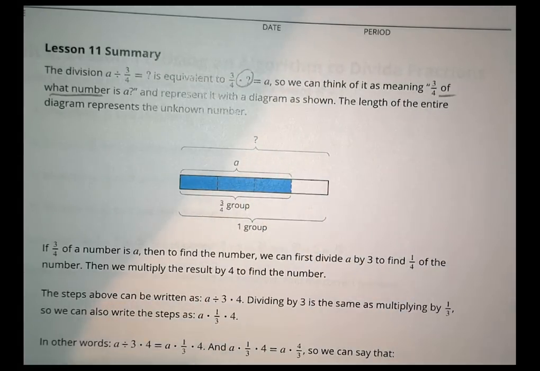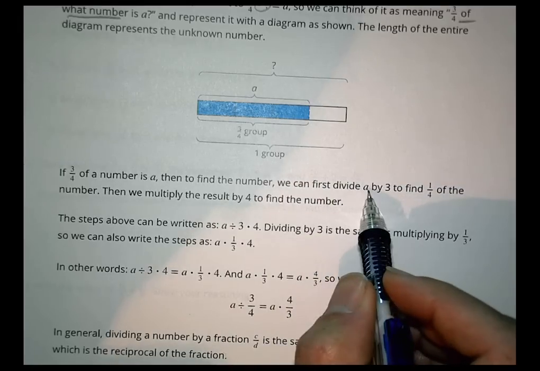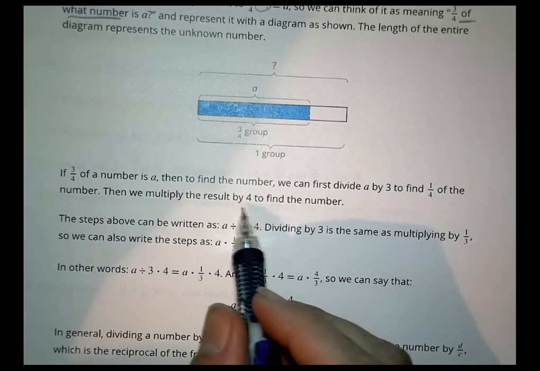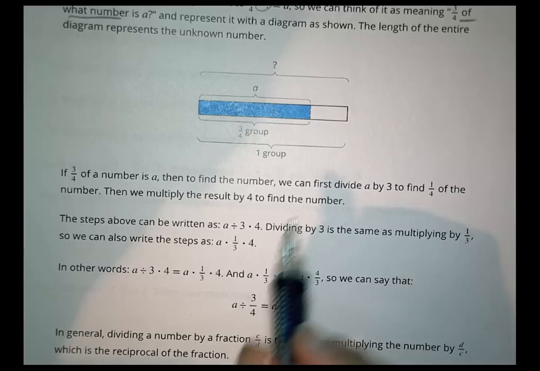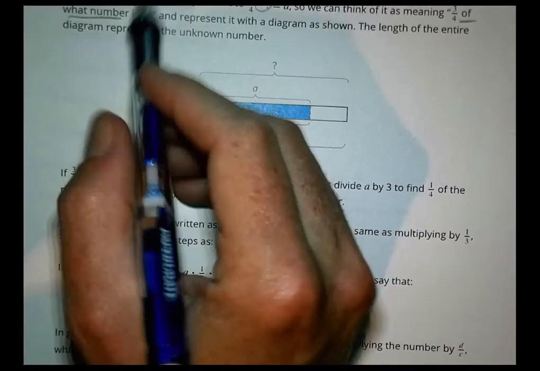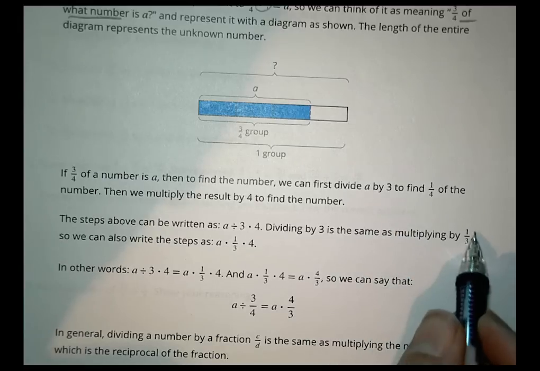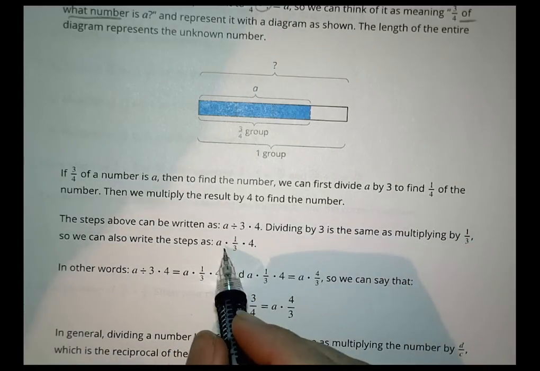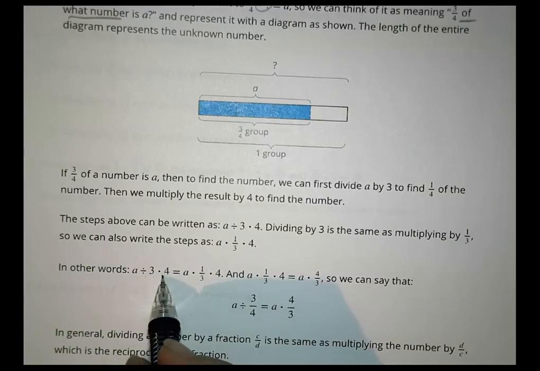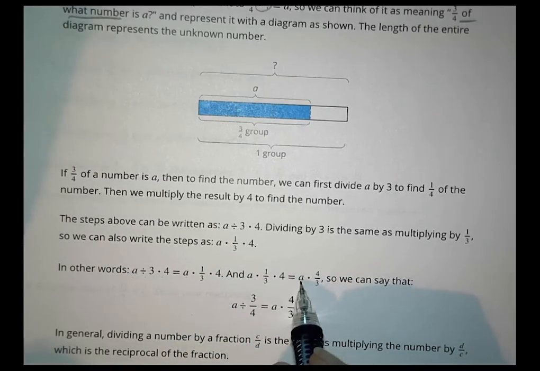So if 3/4 of a number is a, then to find the number, we can first divide a by 3 to find 1/4 of the number. Then we multiply the result by 4 to find the number. So the steps can be written as a divided by 3 times 4. Dividing by 3 is the same as multiplying by 1/3. So we could say a times 1/3 times 4. In other words, a divided by 3 times 4 equals a times 1/3 times 4, and a times 1/3 times 4 is equal to a times 4/3.